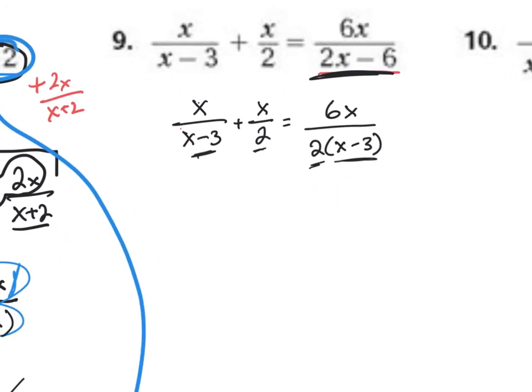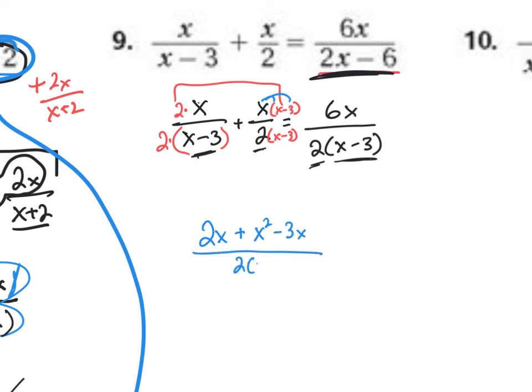So how would I make this match over here so I can group this all together? I'm going to multiply by 2 on the top and bottom, and I'm going to multiply by x minus 3 top and bottom here. Okay, let's do it. Here's what it's going to look like. 2x plus x squared minus 3x, because here I go, I'm doing this right here, all over 2 times x minus 3, equals 6x over 2 times x minus 3.